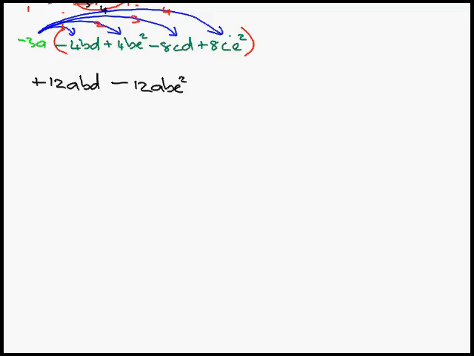Arrow number 3, minus times a minus is a plus. 3 times 8 is 24. 8 times c times d gives us acd.